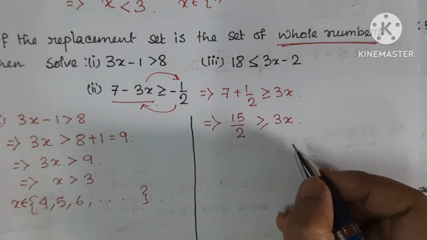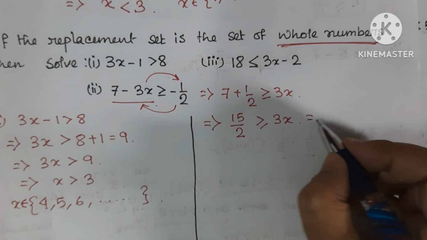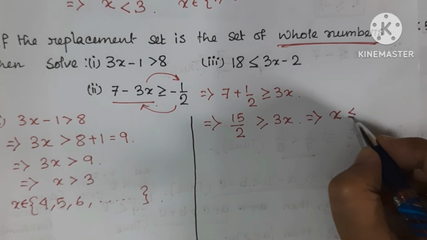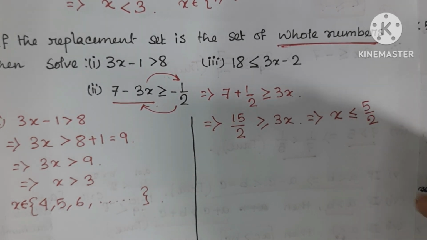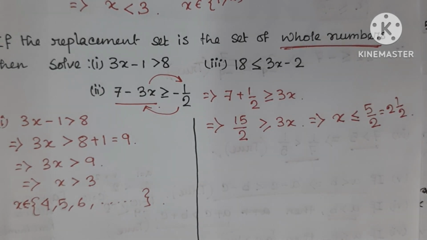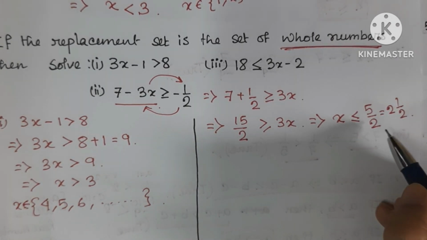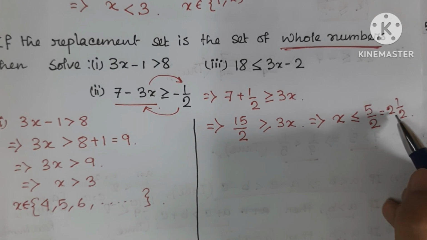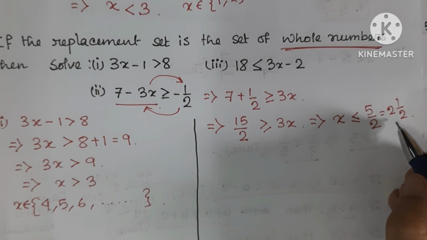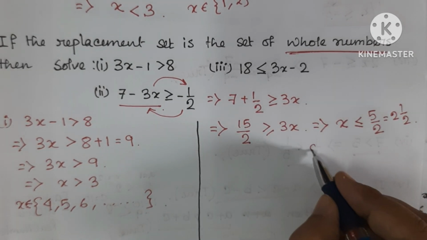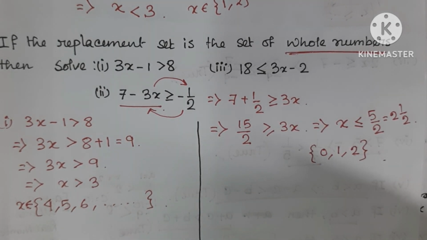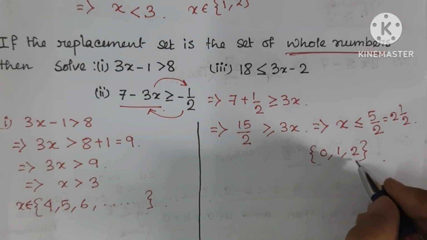So if you divide both sides by 3, what will you get? x less than or equal to 5 by 2. Understood? 5 by 2 means 2 and a 1 by 2, which is not a whole number. So 2 is a whole number. So the solution set will be 0, 1 and 2. Okay, understood? The solution set will be 0, 1 and 2.